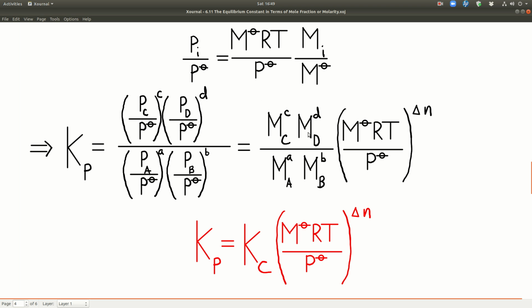So we get the ratio of the molarities, products over the reactants, each raised to the power of their coefficient, times M0 RT over standard pressure to the delta N once more, C plus D minus A minus B, which means that Kp is equal to Kc times the standard molarity, RT, over the standard pressure. Now remember, this is 1 mole per liter, this is 1 bar. They're just there to keep everything dimensionless. So in terms of doing the actual calculation, this is just RT to the delta N.